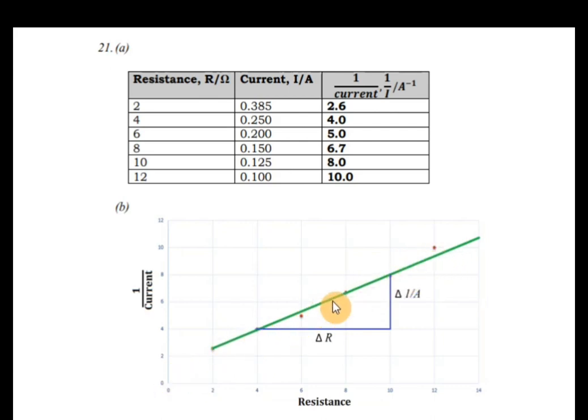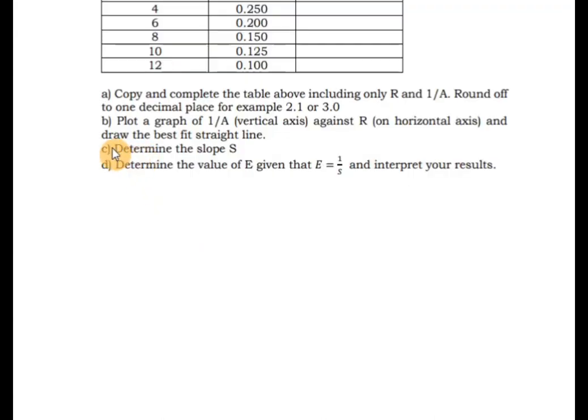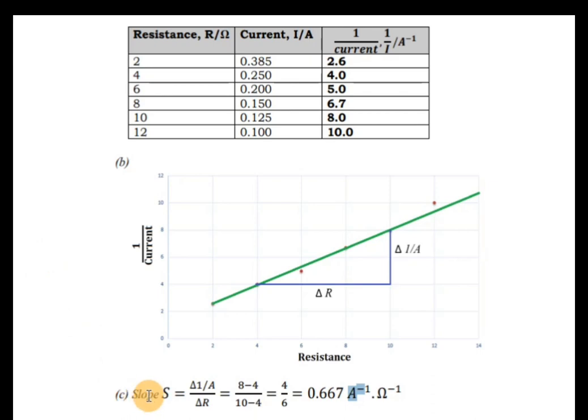We are going to section C, which is determine the slope S. And you know how we calculate the slope: it is the change along the y-axis divided by the change along the x-axis. Yes, we are on C. We are going to find the slope. For the y-axis there is 1 divided by current, while for the x-axis there is resistance. So the slope is going to be the change of 1 divided by current divided by the change in resistance.